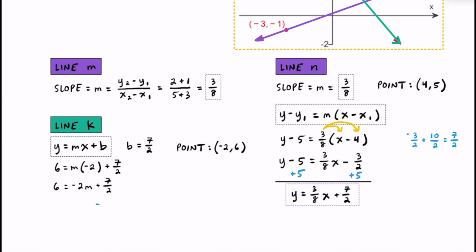Now, if we take away 7/2 on both sides, on the left side we're going to have 6 minus 7/2. Now, 6 is the same thing as 12/2 minus 7/2. We get that 12 minus 7 is going to be 5/2. All right, so we're going to have 5/2, or 2.5, whatever you want to call it. That's equal to -2 times m.